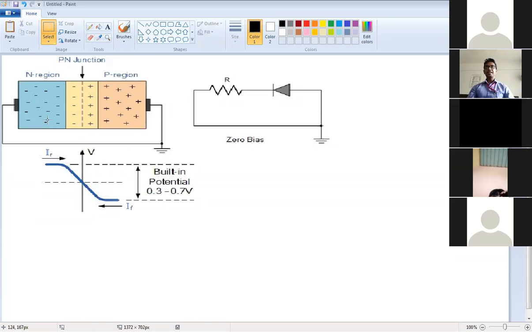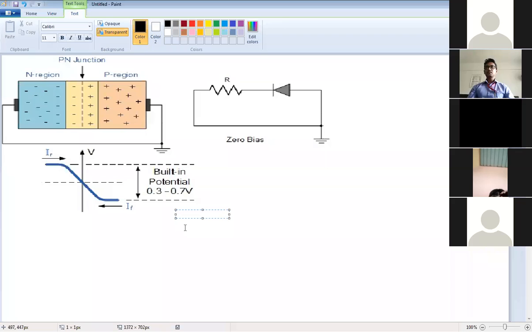As you can see, electrons cannot cross this junction and cannot go to the p side, correct? So this is called a barrier potential. Getting? And for silicon, this barrier potential is around 0.6 volt, correct? And for germanium, it is 0.2 volt.